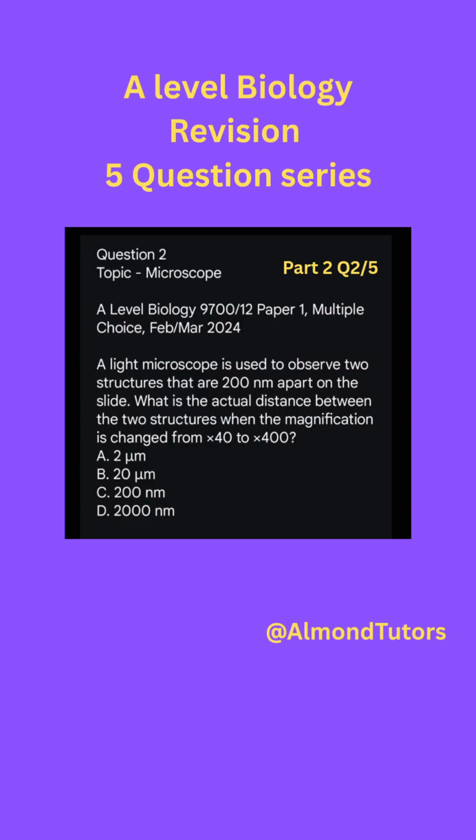We start off question 2. We have just finished question 1 on a different exam paper. This is, of course, A-level biology revision, paper 1, 9700. Today this second question is from the 2024 paper, February-March. Remember, the topic is still microscope. So we want to look at our second question.